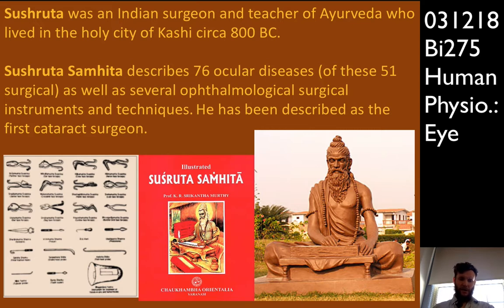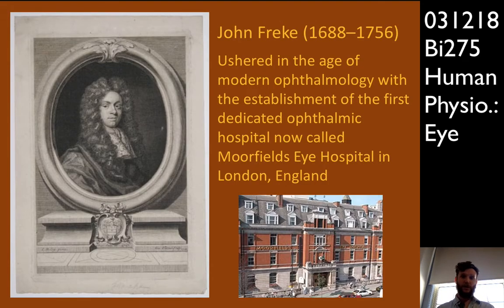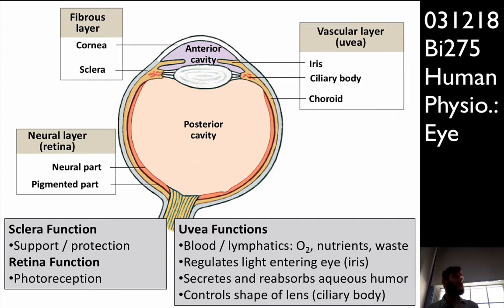Maybe it'll pique your curiosity, and you'll learn more about him. An incredible individual. Let's come forward a long time, a couple millennia, to this guy, John Freak, who certainly had some refined taste in hairstyles. He was the beginning of the modern age of ophthalmic medicine, and his studies were centered here at Moorfields in London, England. If you ever get to visit London and you're interested in ophthalmology at all, it is worth a visit. I won't say much more, just to move on to the actual material.